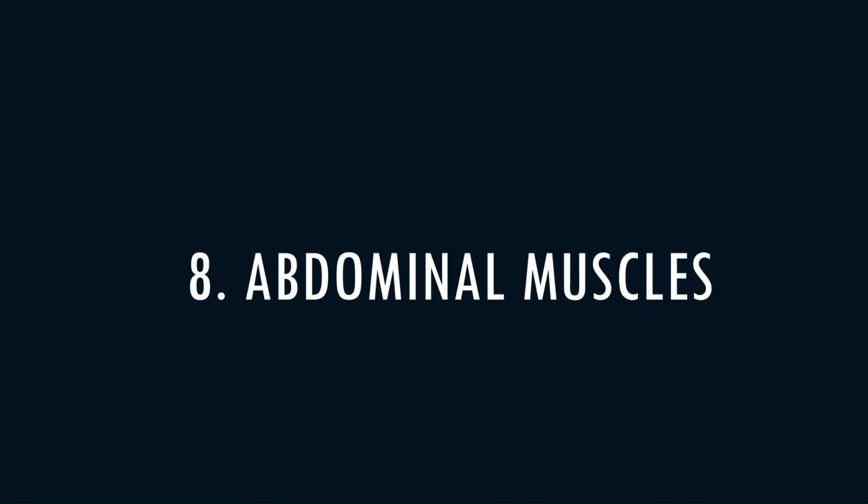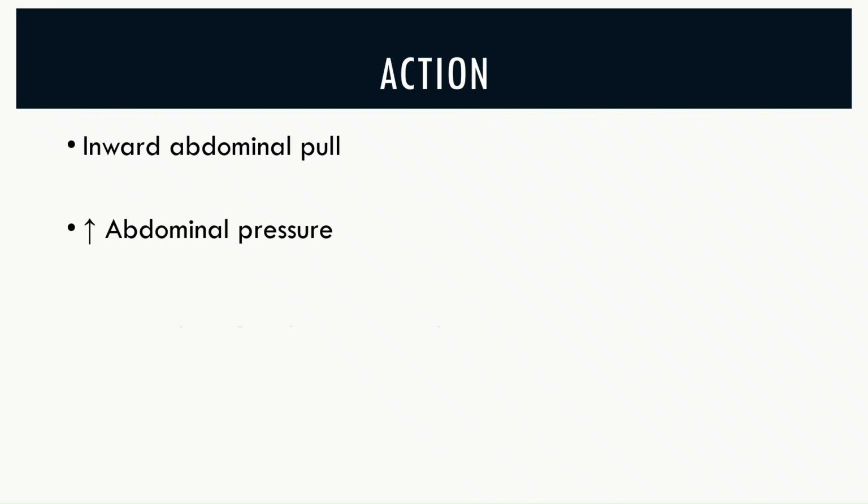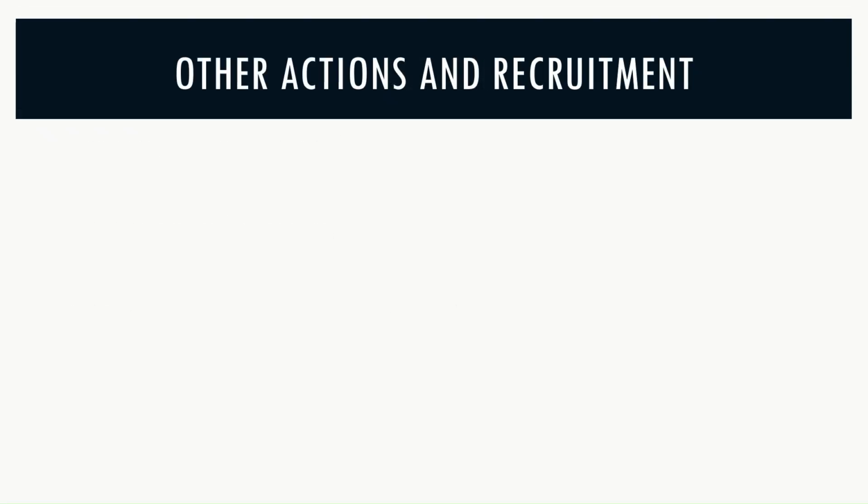Abdominal muscles. Abdominal muscles consist of 4 layers: rectus abdominis, external oblique, internal oblique, and transversus abdominis, forming a functional unit for expiratory activity. Action of abdominal muscles. These muscles act by pulling the abdomen inward, increasing intra-abdominal pressure and pushing the diaphragm upward, thereby facilitating expiration. Other actions and recruitment of abdominal muscles.